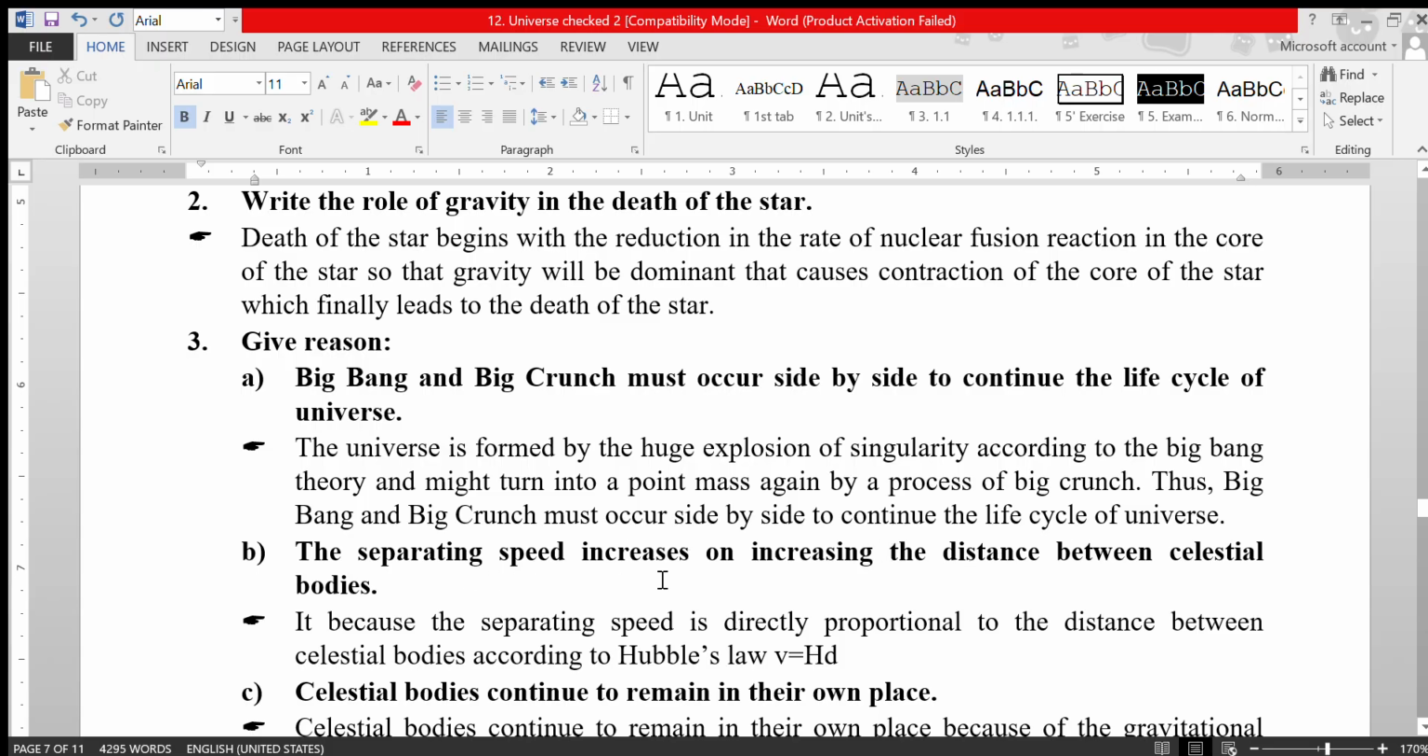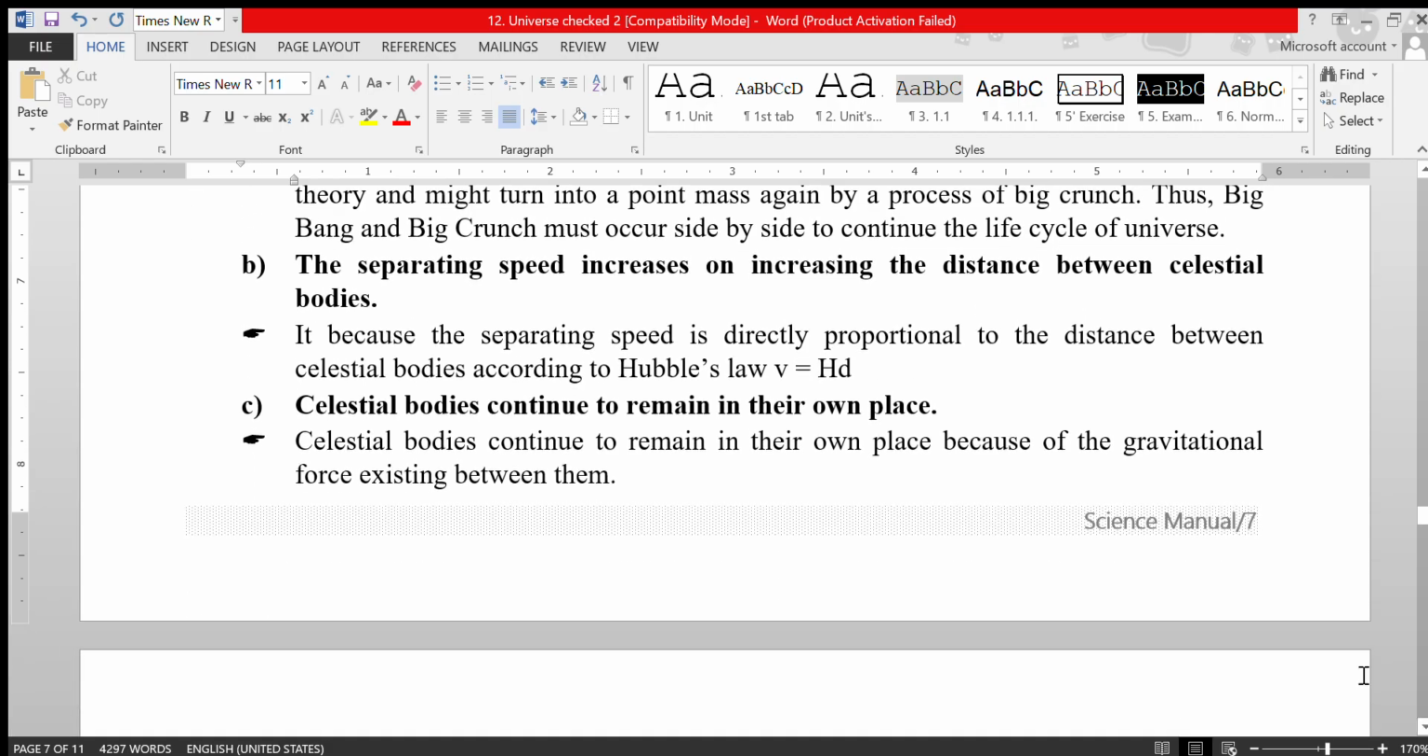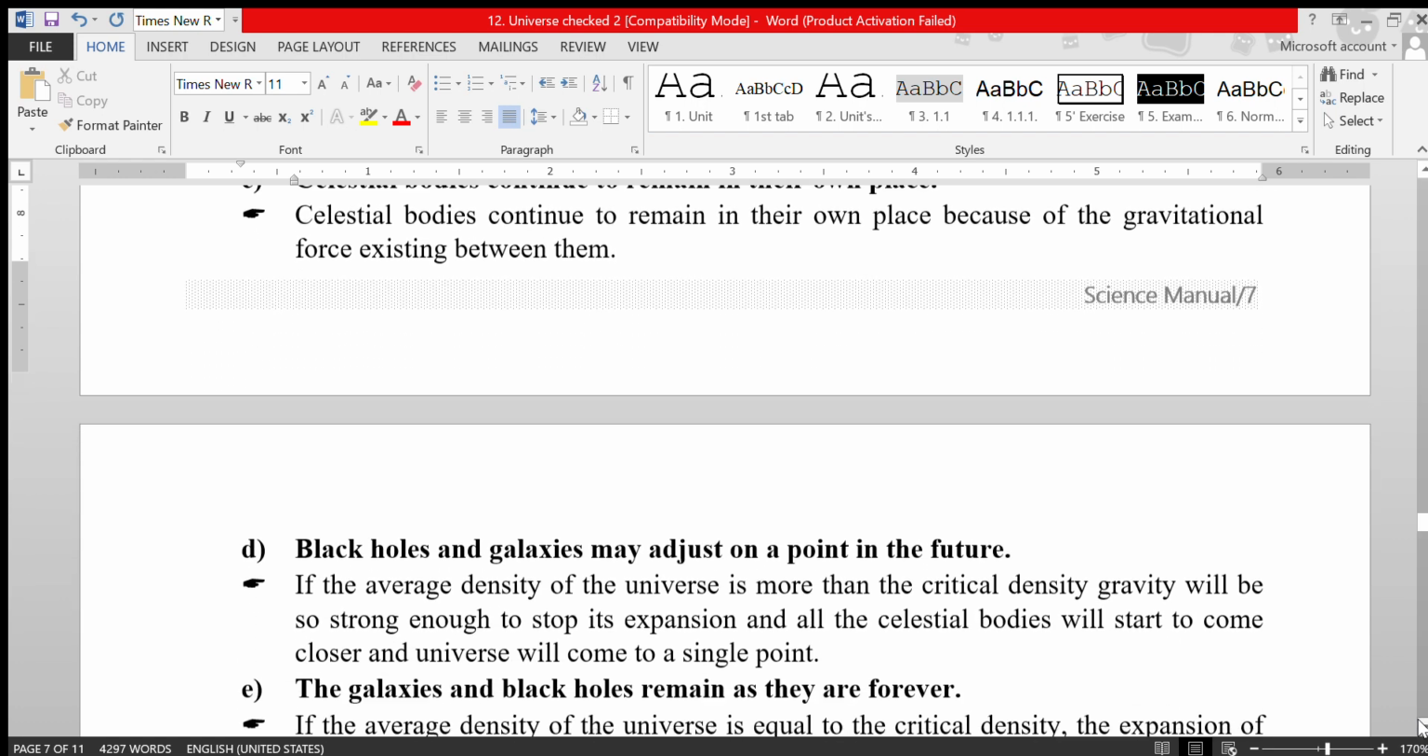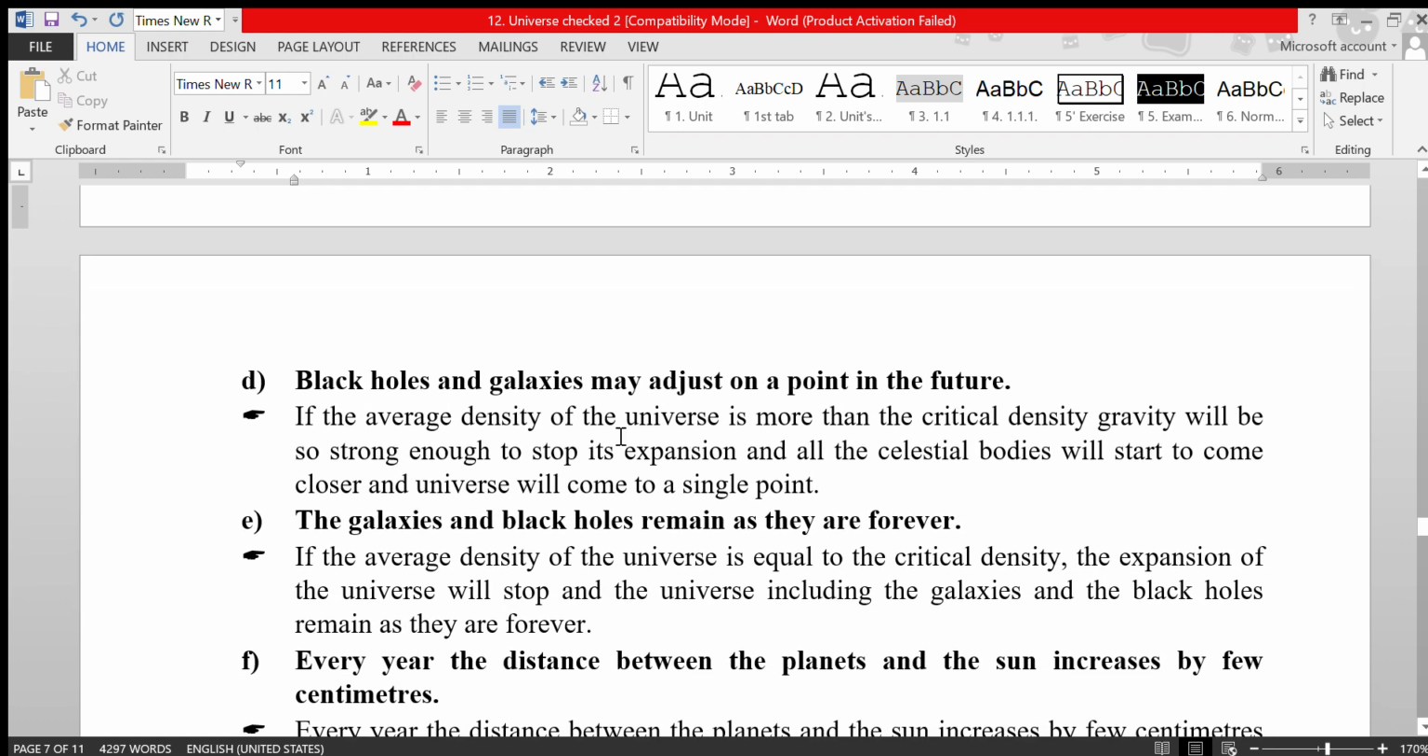The separating speed increases with increase in distance between celestial bodies because separating speed is directly proportional to the distance between celestial bodies, v equal to HD. Celestial bodies continue to remain in their own place because of the gravitational pull that exists between them.